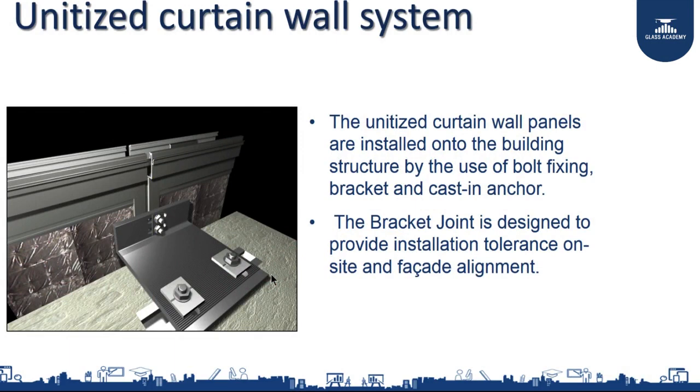So, now what we are seeing is how you attach. This is a simple form of attachment. So, you saw the panel, now you bolt the panel to the structure. The unitized systems are installed into the building structure by use of bolts or anchors or casting anchors. There are a lot of anchoring devices available, but a commonly used one we will discuss later, what people use. And bracket joints. This is a simple form of fixation.